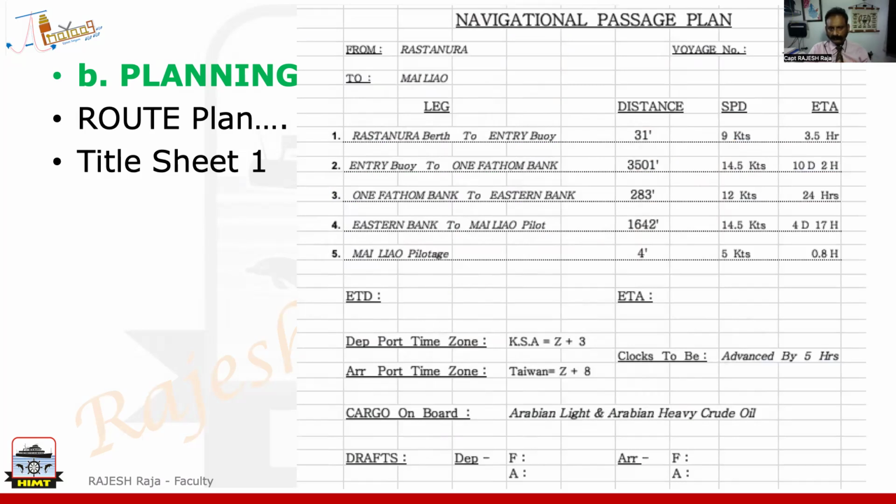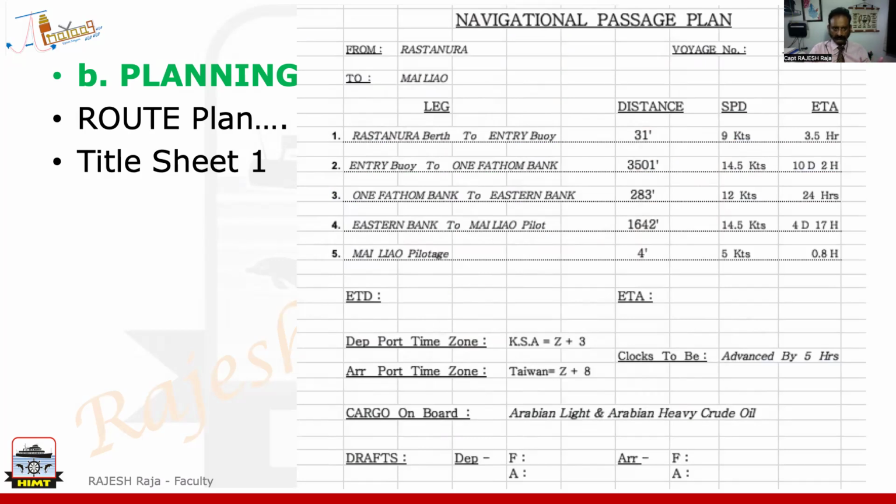And you can see I've given you different segments of the passage with distance, speed, and ETA. Then I've just given you a gist about the time zones of both the ports. I've written how much clock advance should be there. What is the cargo on board? I know the drafts are ready, then I would have written the drafts.